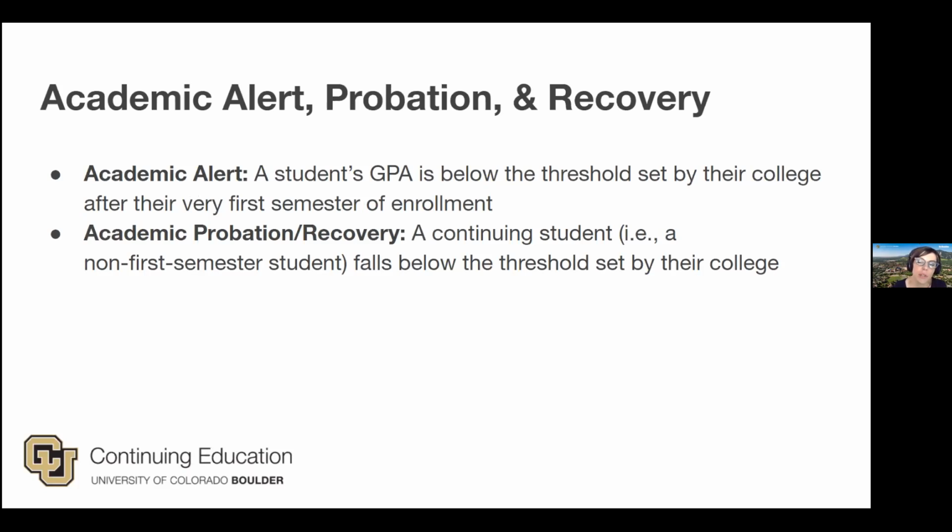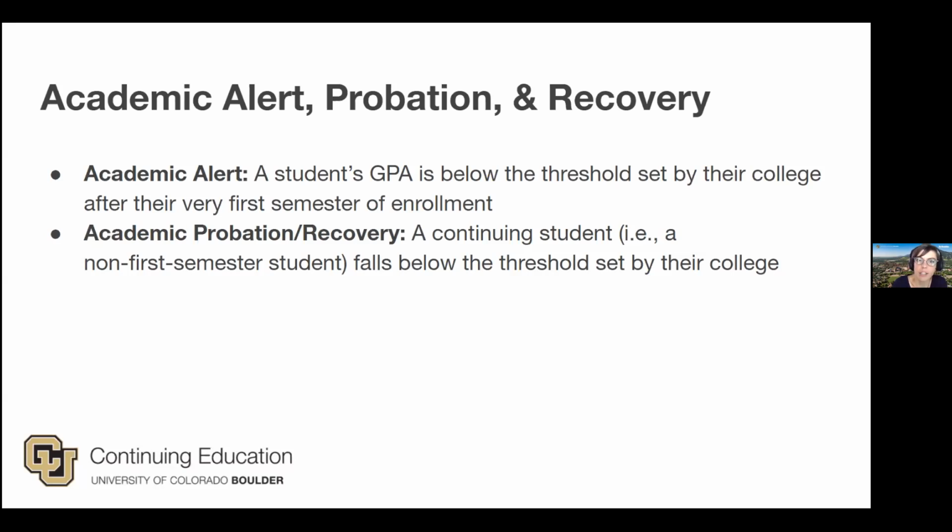If a student is placed on academic alert, which is the first of the possible warning statuses, it means that after their very first semester at CU Boulder, the student didn't hit whatever GPA threshold their college is looking for. For instance, if their college says you have to have a 2.0 to be in good academic standing, and the student completed their first semester with a 1.7, they're below that threshold. So they would have received a notification saying, hey, you're on alert. We need you to hit this threshold by the end of that alert semester. So that second semester, the student should be working towards hitting the new GPA threshold.